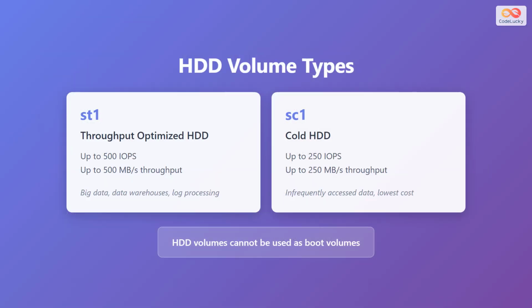For throughput-intensive workloads that don't require SSD performance, EBS offers HDD volume types. ST1 is the throughput-optimized HDD, designed for big data, data warehouses, and log processing. It can deliver up to 500 IOPS and 500 megabytes per second throughput. SC1 is the cold HDD, the lowest-cost EBS option designed for infrequently accessed data. It provides up to 250 IOPS and 250 megabytes per second throughput. It's important to note that HDD volumes cannot be used as boot volumes for your EC2 instances. They're strictly for additional data storage.